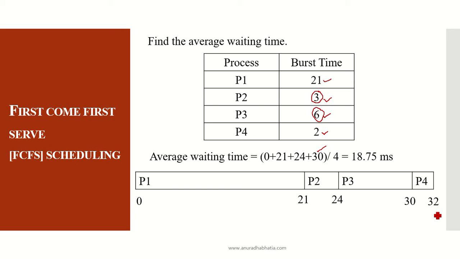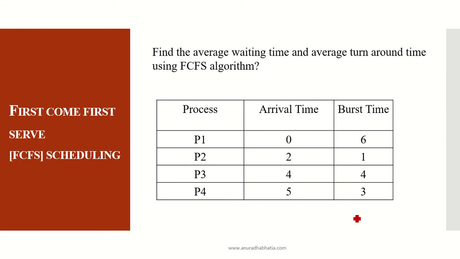This is how my average waiting time is calculated when I have only been given the processes and its burst time. There are no arrival times given in this particular problem. So this is the simple first come first serve scheduling. As the processes are coming, we see with the burst time and we calculate its waiting time and we draw its Gantt chart.